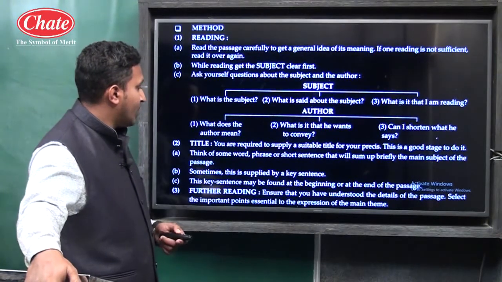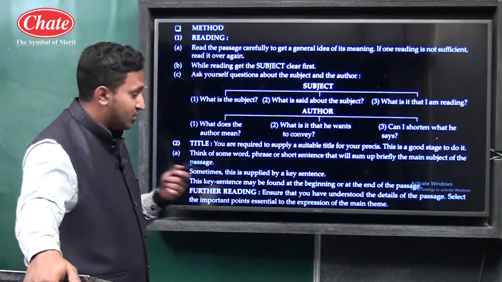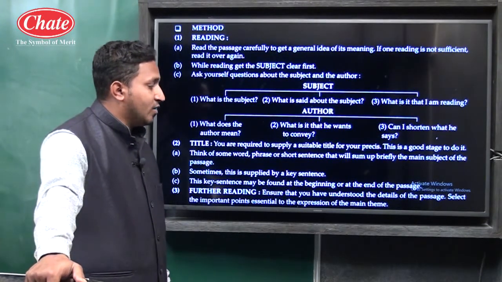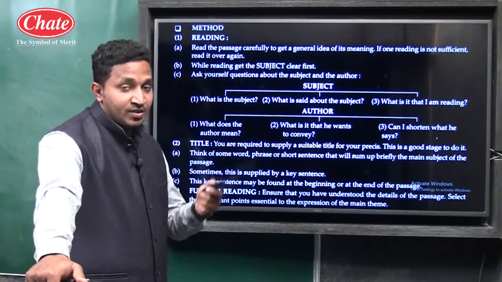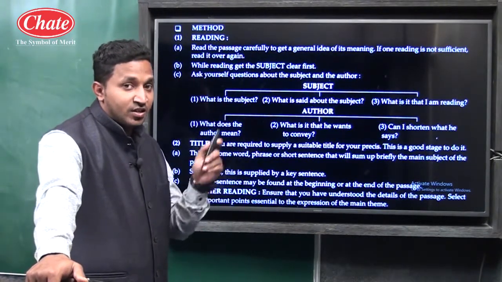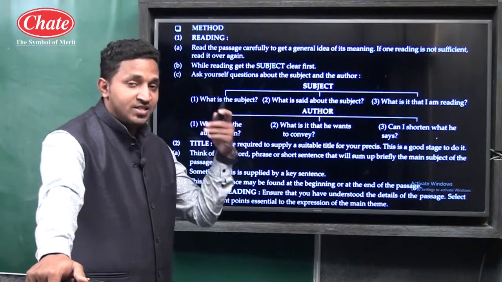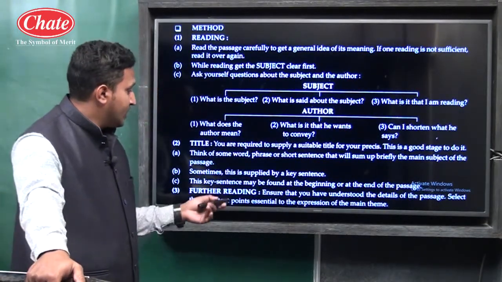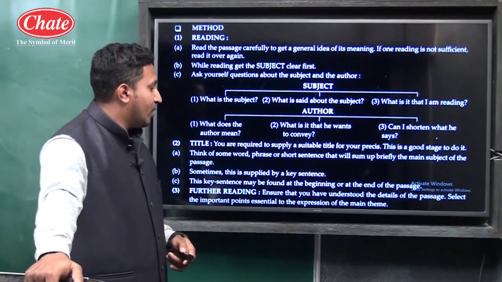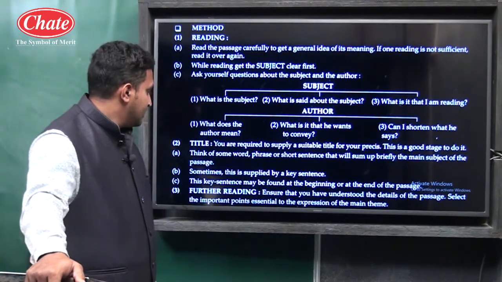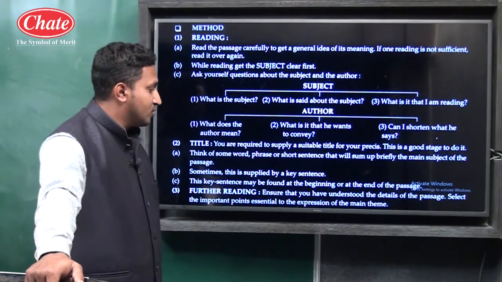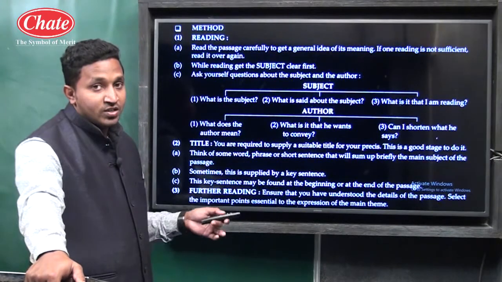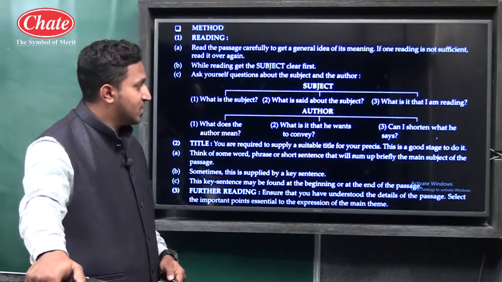Sometimes this is supplied by a key sentence. This key sentence may be found at the beginning or at the end of the passage. So whenever we are reading the passage, the key word or key sentence will be there at the starting or at the ending of the passage. Further, on reading, ensure that you have understood the details of the passage. Select the important points essential to the expression of the main theme. So we have to understand what the important points in the passage are.